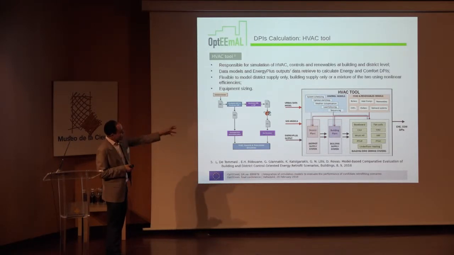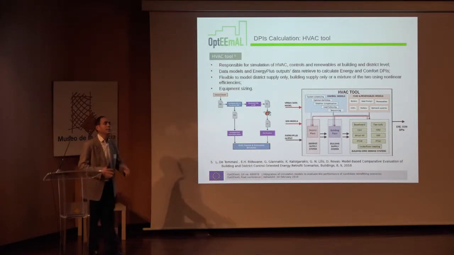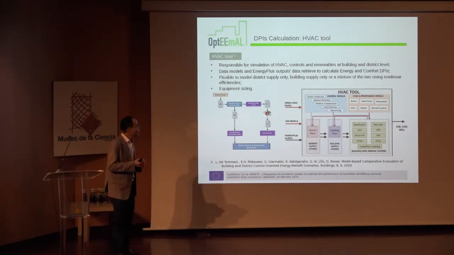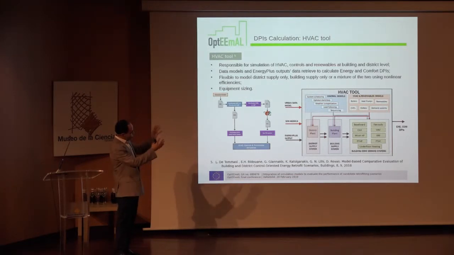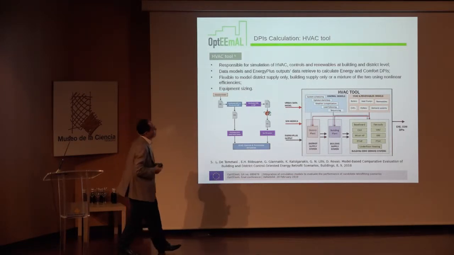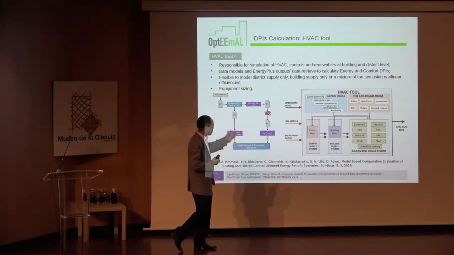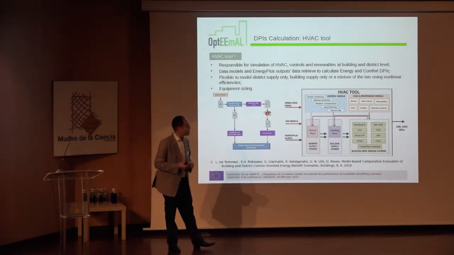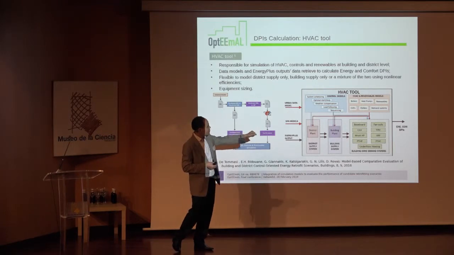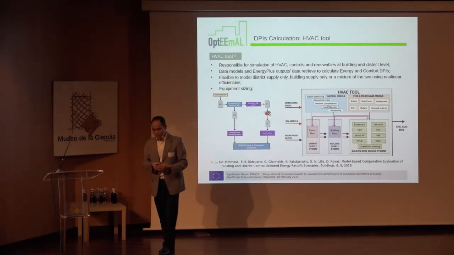We also have models of demand systems and a set of control strategies, applicable both at the zone level and at the plant level. Then the tool assembles the configuration that was recommended by the optimizer, simulates, and calculates the energy and comfort indicators.